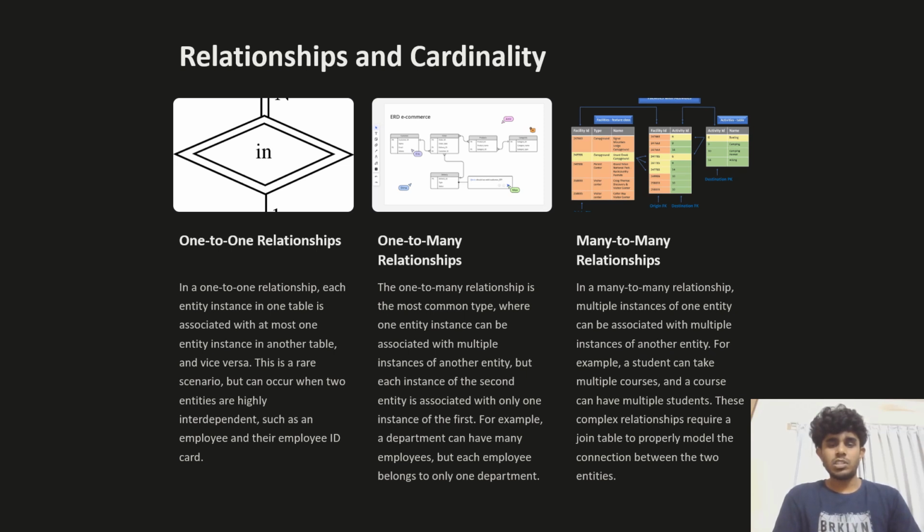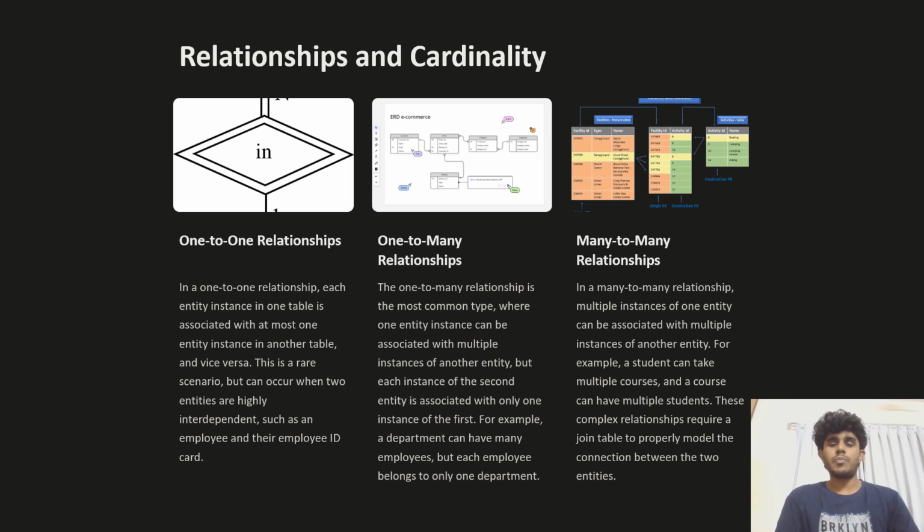One-to-many relationship. The one-to-many relationship is the most common type, where one entity instance can be associated with multiple instances of another entity, but each instance of the second entity is associated with only one instance of the first. For example, a department can have many employees, but each employee belongs to only one department.